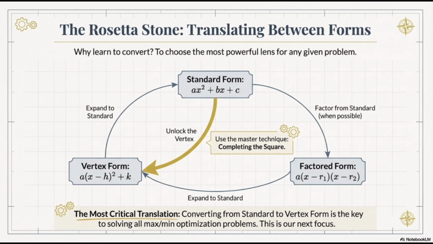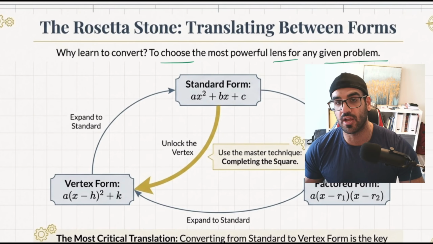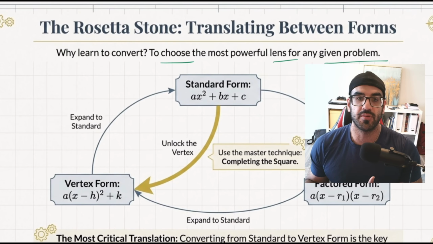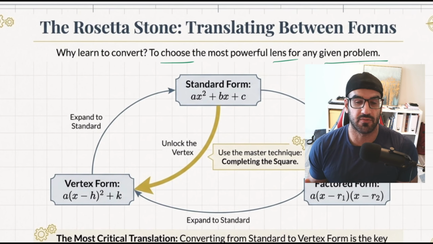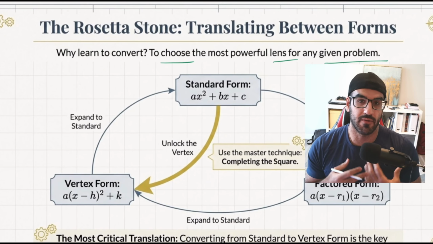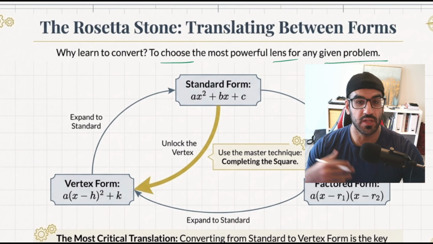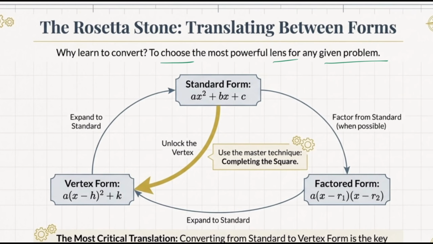So right now we are going to do something that we call the Rosetta Stone. We are trying to translate between the forms themselves. Why are we trying to learn to convert them? Because at the end we are trying to choose the most powerful lens for any given problem. At some point the problem could ask us to find a minimum or maximum point, at some point the problem could ask us to find the roots, and at some point the problem could just ask to find a y-intercept. So based on those conditions, I have to know how I can convert one to another one, which has some simple steps. Don't worry about it. It would be fantastic and also interesting.